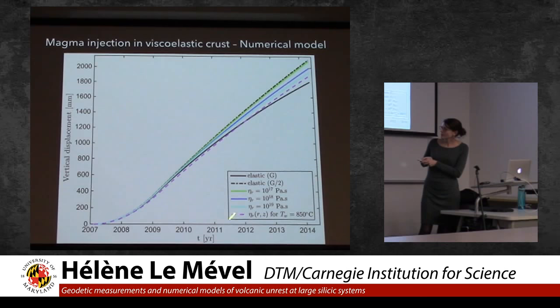So the black curve is the purely elastic case that I just showed you, and the more realistic distribution is probably the one depending on the temperature. So here it's the dotted magenta curve. I don't think we can see, but normally there's an uncertainty in gray around the black curve. So actually, the viscoelastic model is really at the limit. It's within the uncertainty of the fully elastic model. So in this case, the viscoelasticity of the crust didn't impact the uplift time series at Laguna del Maule.